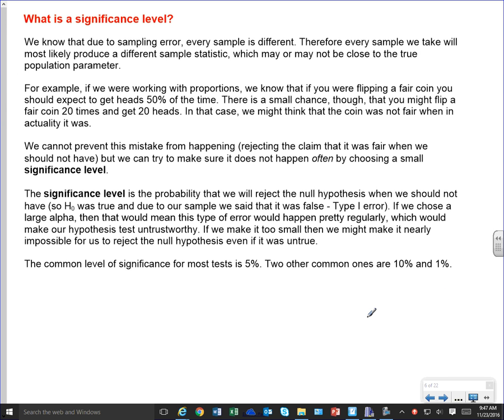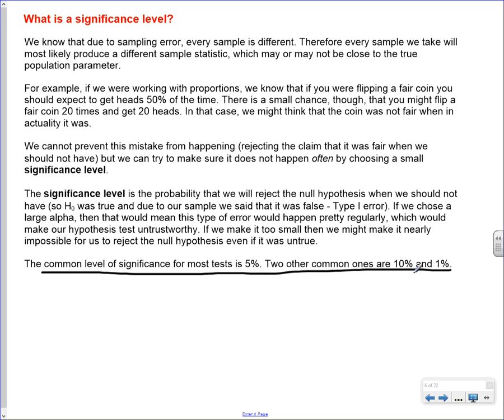Okay, and I think we already talked about this with significance levels, so you can go back and look through that. But the most common levels of significance are going to be 5, 10, and 1, and those correlate back to our confidence intervals. The 95, the 90, the 99, they correspond back to these percentages because those are our alpha levels.